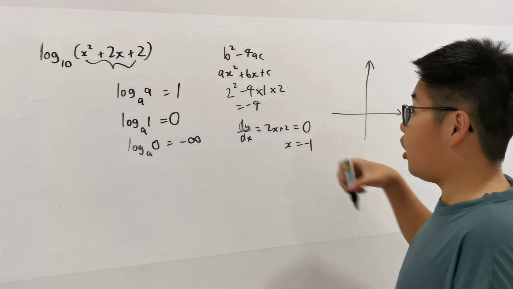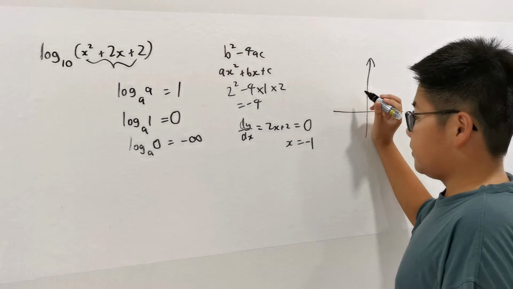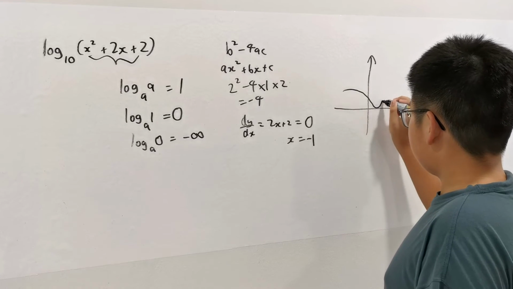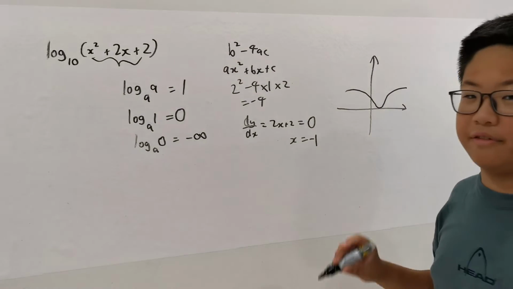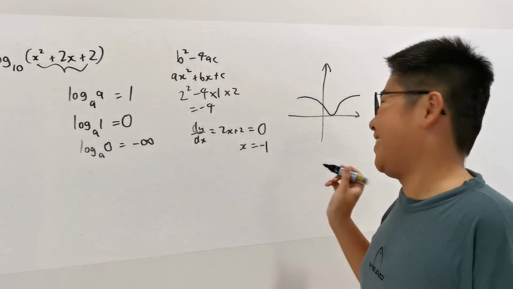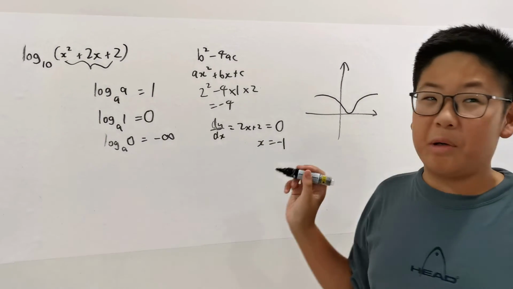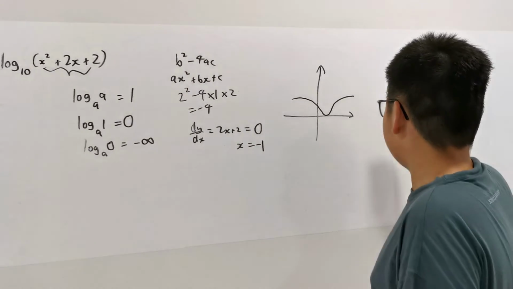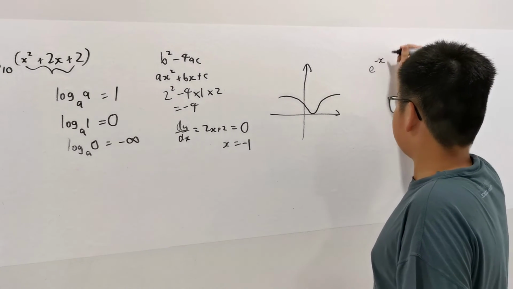So using all the properties we have learned, this now evaluates to this kind of graph. It's kind of like an inverse bell curve, isn't it? Well, it is not. The true bell curve is called the Gaussian bell curve, which is e to the minus x squared.